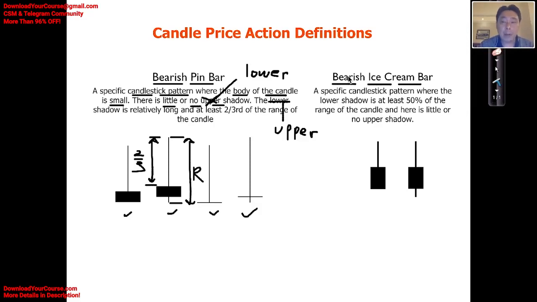Now, similarly, the bearish ice cream bar is a candlestick pattern where, again, the upper shadow is at least 50% of the range of the candle. So again, notice that the upper shadow makes up half of the range, okay? And there's little or no lower shadow.